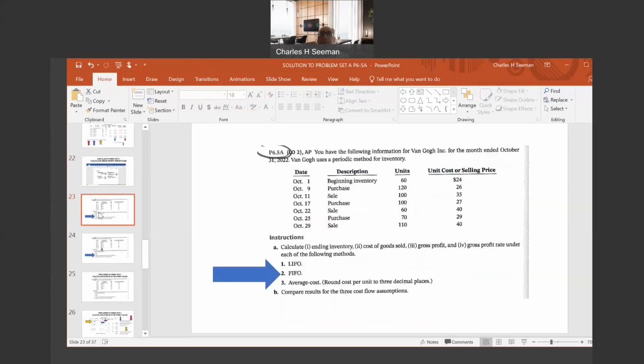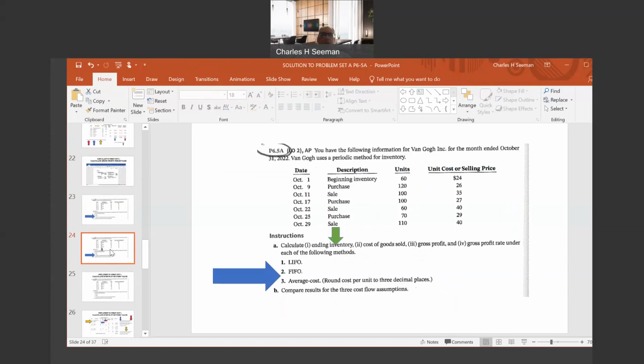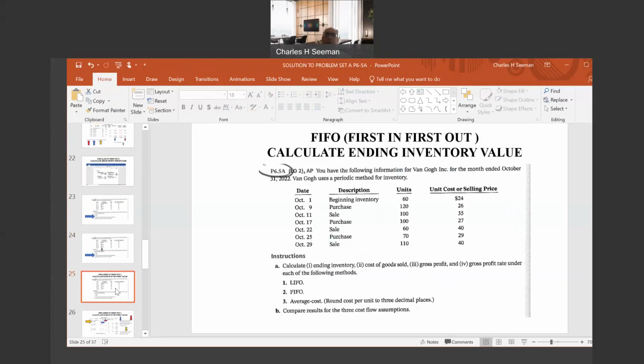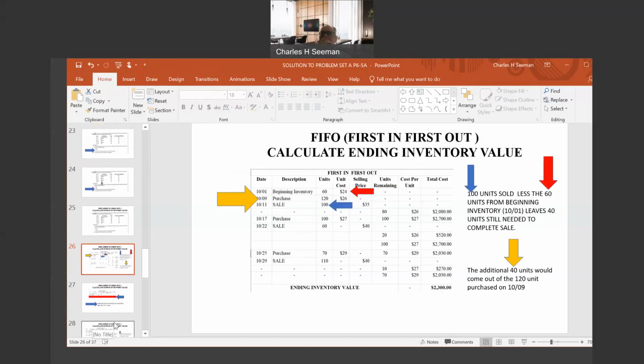The next one is FIFO, which is first in, first out. So we're going to do ending inventory first. Again, working through each transaction. This time it's first in, first out.